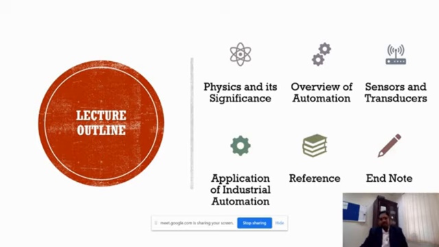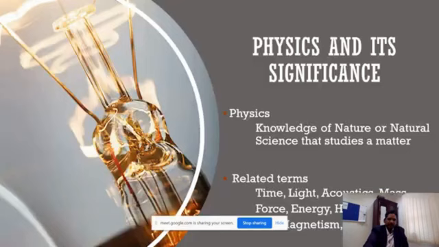Then finally we are going to see in the session applications of industrial automation. I am going to give 3 applications. One is our washing machine, the other is going to be the automatic teller machine, then finally the robot. Then we are going to see the references in the end note.